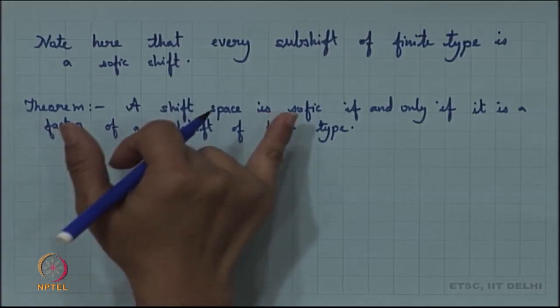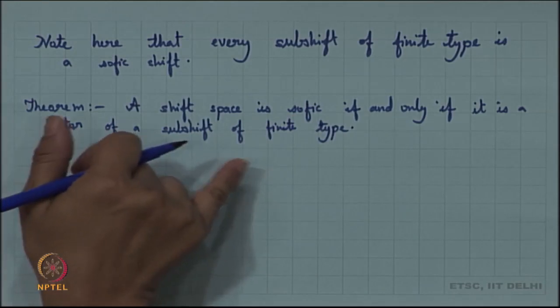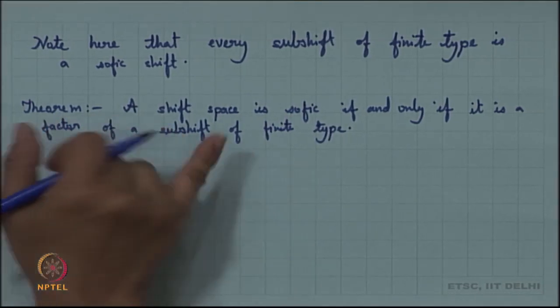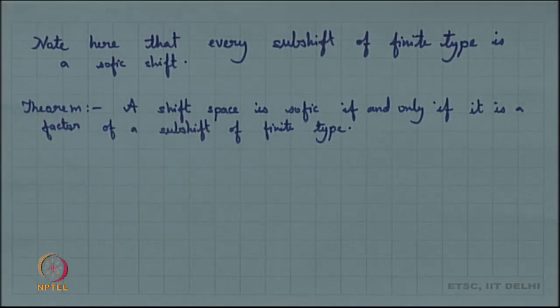So, we know that a shift space is Sofic if it is a factor of a subshift of finite type. We need to look into the converse part. Can we always say that this will be true? Think of that. If it is Sofic, we know that it is a factor of a subshift of finite type. Now, think of a factor of a subshift of finite type. What is a factor of a subshift of finite type?